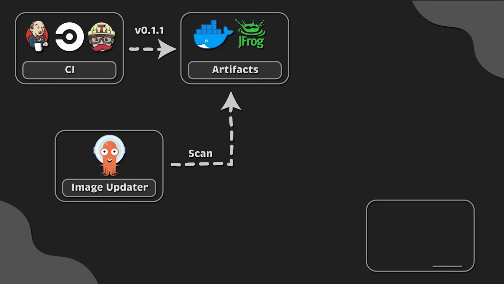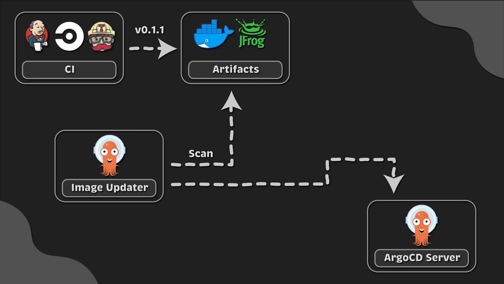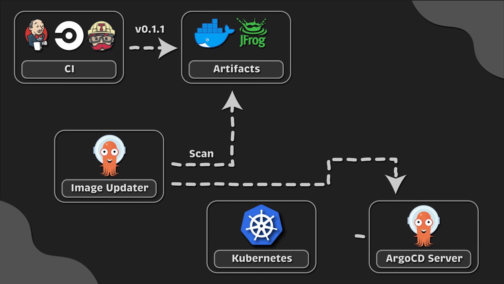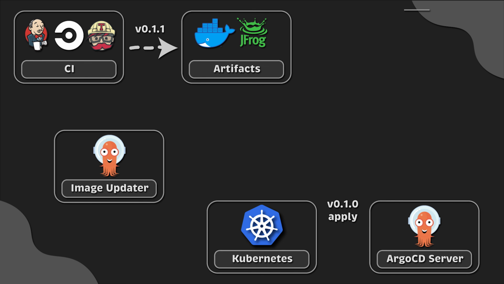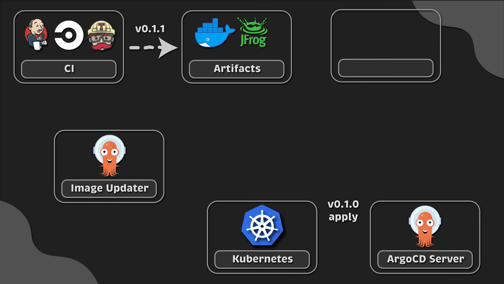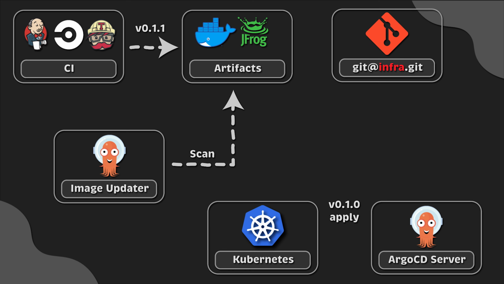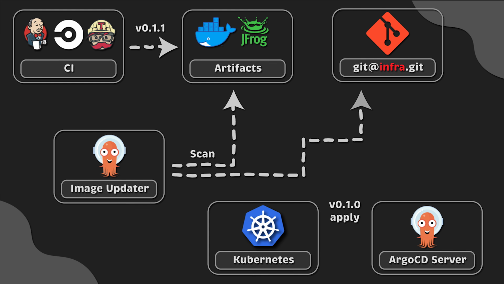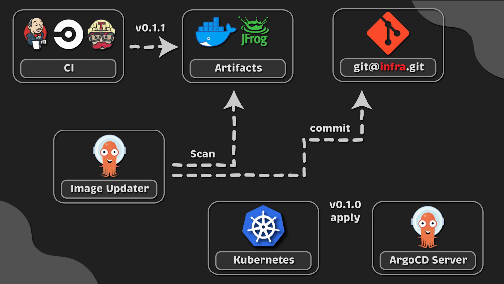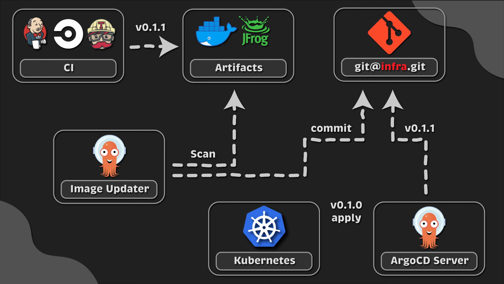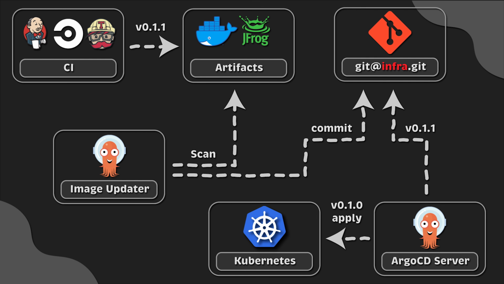Now, there are two modes available. In the default mode, the image updater directly updates the ArgoCD application resource, which in turn prompts the ArgoCD server to deploy a new version to Kubernetes. Alternatively, there is another option known as the Git writeback method. The image updater will identify a new image tag and create a new commit in the infrastructure repository. Similar to the standard workflow, the ArgoCD server will identify the change and update the app in Kubernetes.